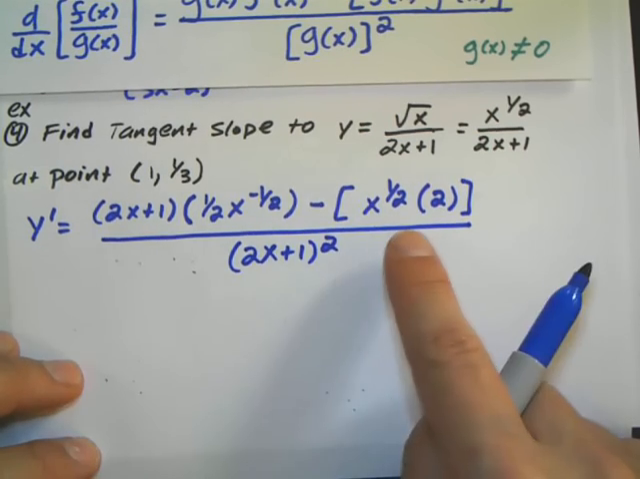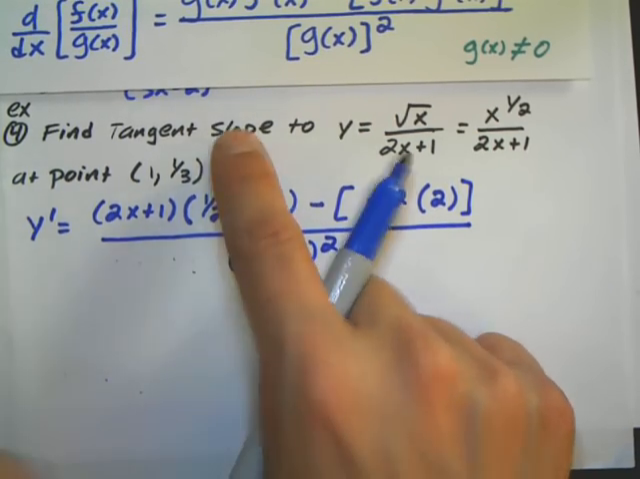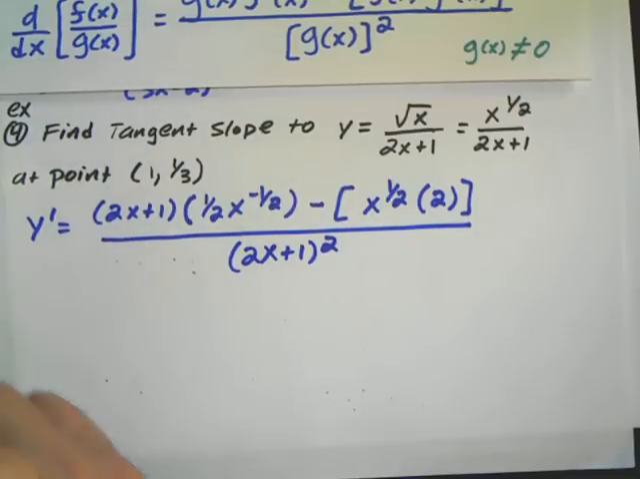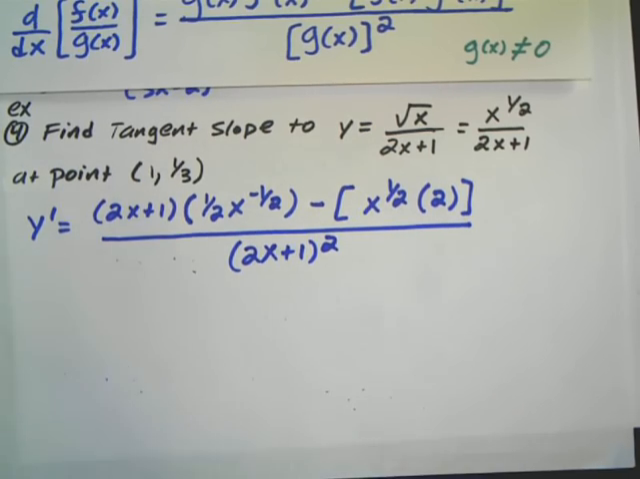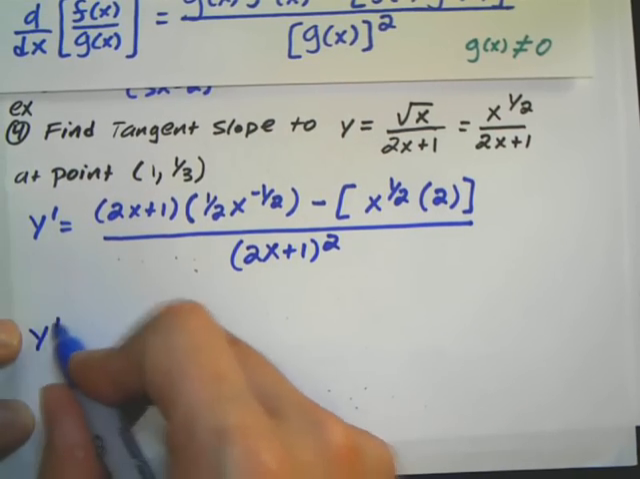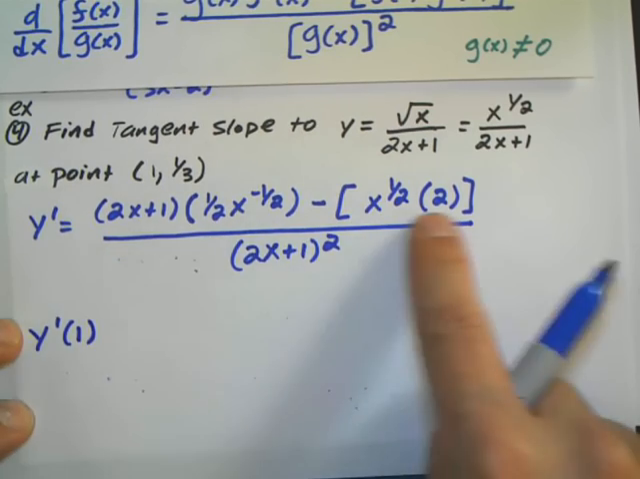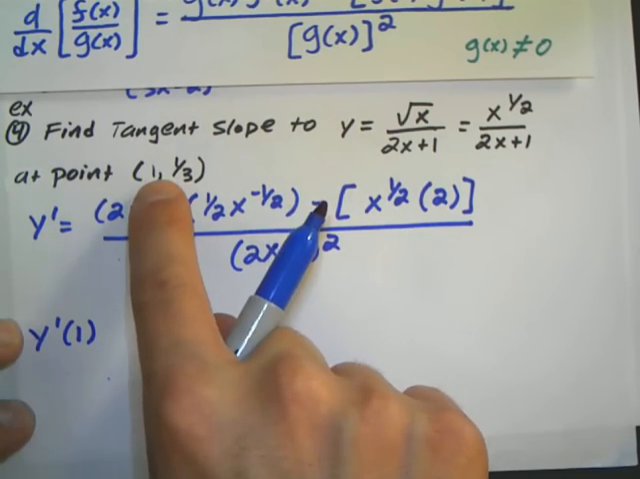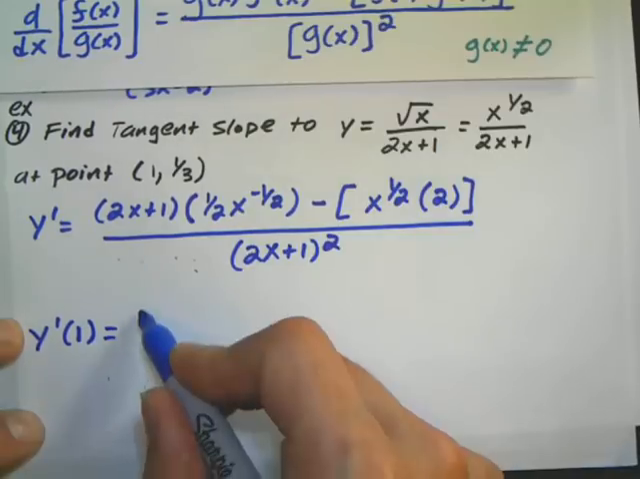Now, I could go and try to simplify this. However, since all I'm interested in is the tangent slope, I'm interested in a numerical value. So what I can do at this point, instead of simplifying it, because all I'm going to be doing is plugging this number in, is evaluate it at the point they indicate. Since this is a function of x, I'm just going to plug in the x coordinate, which is 1. So I'm going to plug in 1 into all of this.